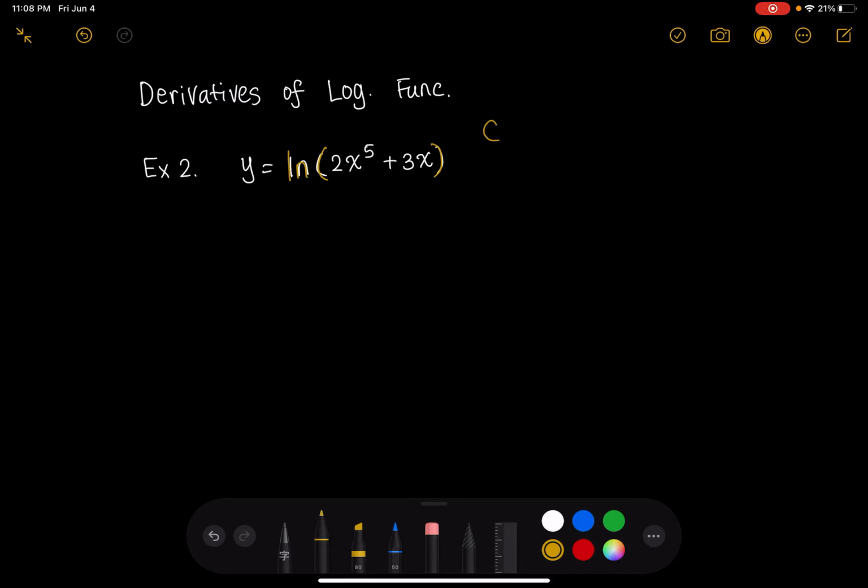So we have to recall the chain rule, and it tells us if you want to take the derivative of f of g of x, what you will have is the derivative of the outer function evaluated at the inner function times the derivative of the inner function.